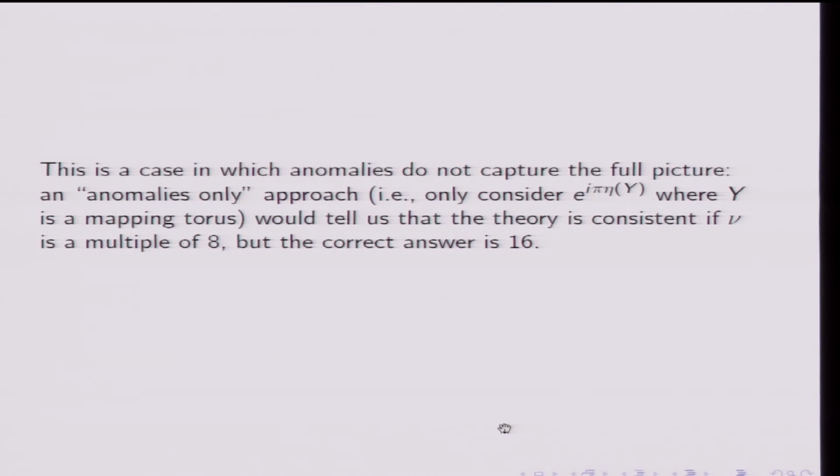I should also give a reference to the first paper where the role of eta was suggested. So this is a case in which anomalies do not capture the full picture. An anomalies-only approach would tell us that the theory is consistent if nu is a multiple of 8, but the correct answer is 16. How much time do I have? 2 minutes?